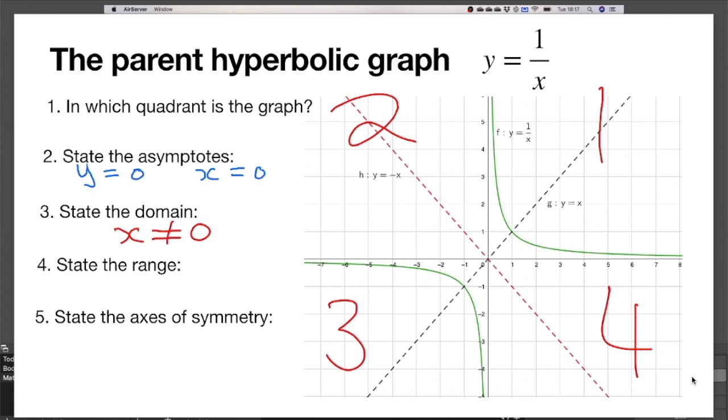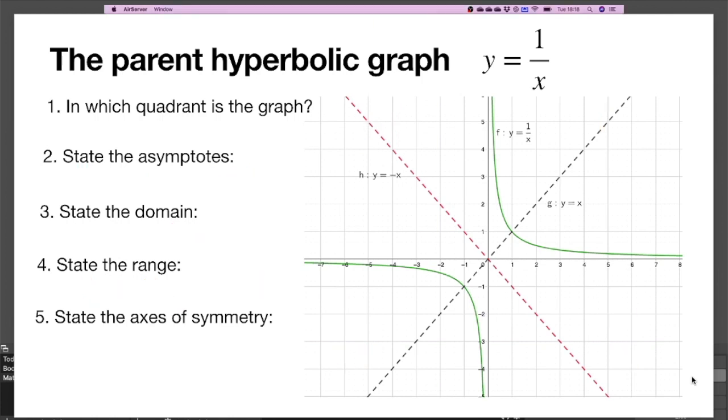Again, if you look at this graph, it looks like our graph will assume all the other values of y except the value y is equal to 0. And so you can write your answer as y should be a real number such that y is not equal to 0.